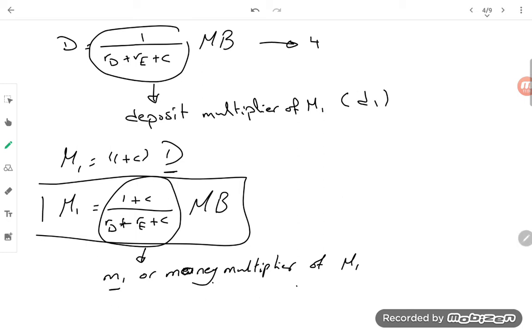So the money multiplier, or the small m1, shows by how much money supply is going to change if monetary base increases by 1 unit, for example. What are the factors that affect money supply, money multiplier m1? Small m means the multiplier. Large M, capital letter M, means the money supply itself. Okay, so what are the factors that affect small m1?